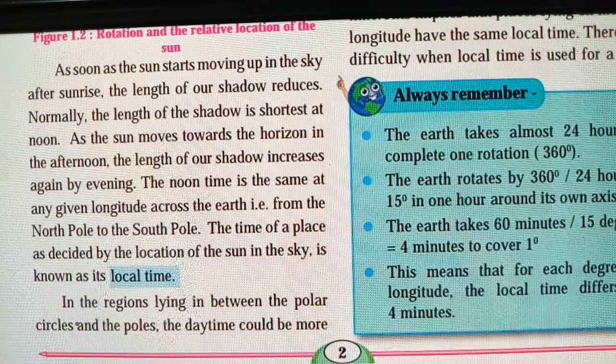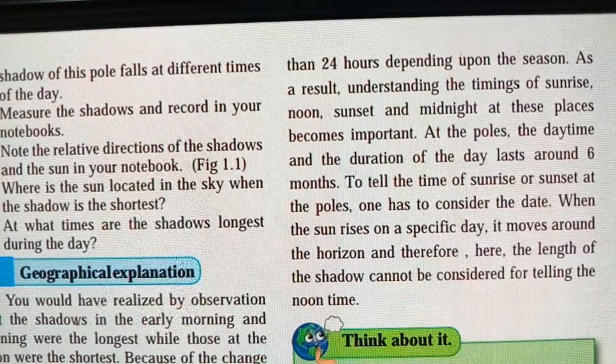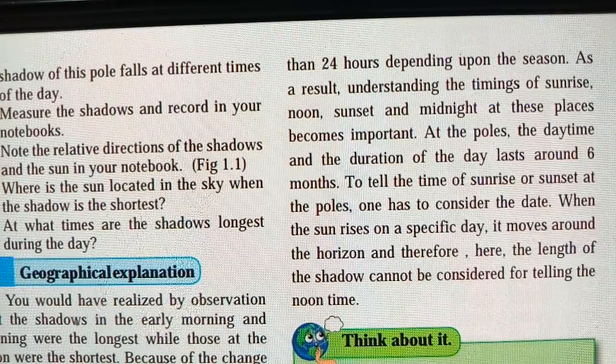The time of a place is decided by the location of the sun in the sky and is known as a local time. So this time of the sun, जहाँ पे भी place पे sun rotate करता है and wherever it is changing, it is decided by the sun in the sky, and that time we call a local time. In the region lying in between the polar circles and the poles, the daytime could be more than 24 hours depending upon the season. So it also depends upon the season, how much heat or how much cool we are having.